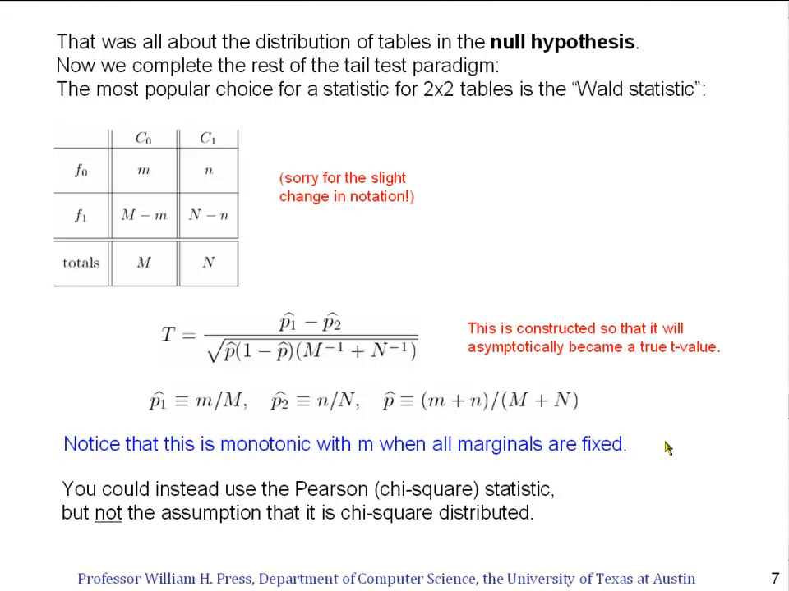Now, I'm introducing the Wald statistic because that's just a very commonly used statistic. You could have used the Pearson chi-square statistic that we defined in an earlier segment. You can use the Pearson chi-square statistic even when the number of counts is small. It's a perfectly good statistic. What you can't use is the assumption that it's chi-square distributed, and that's why you would be using the Pearson chi-square statistic in Fisher's exact test.